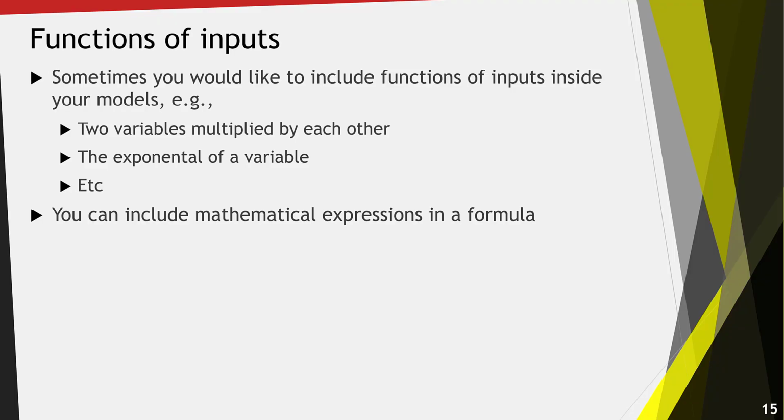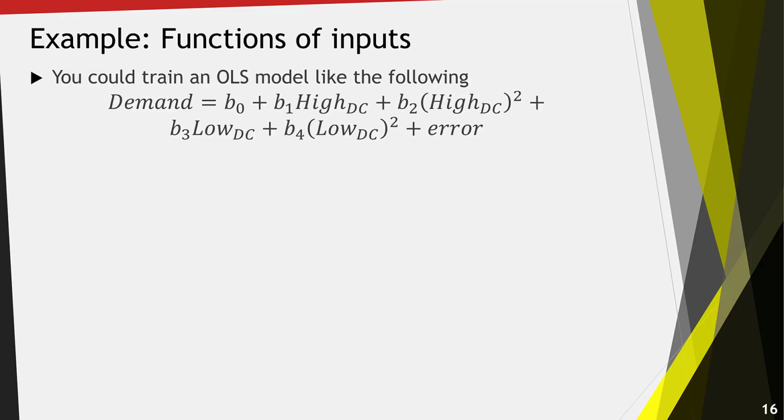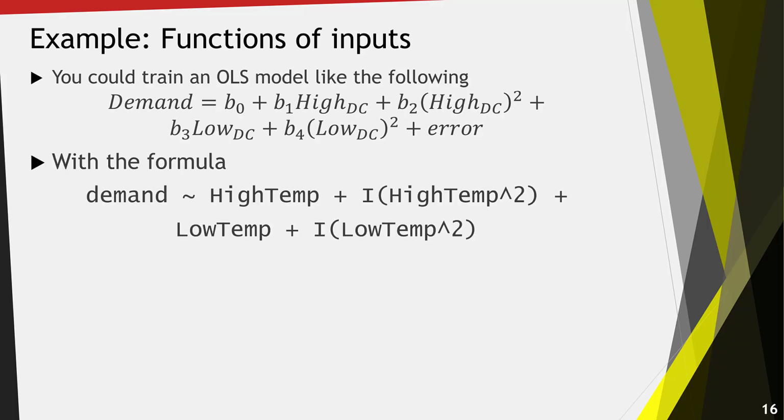You can include other functions of your features inside these models. For example, you could multiply two features by each other, or you could include the exponential of a feature. Formulas are very flexible in R, and your options are basically limitless. For example, you could train an OLS model that looks like this, where I have terms for the high temperature and the high temperature squared, also the low temperature and the low temperature squared. What would that formula look like?